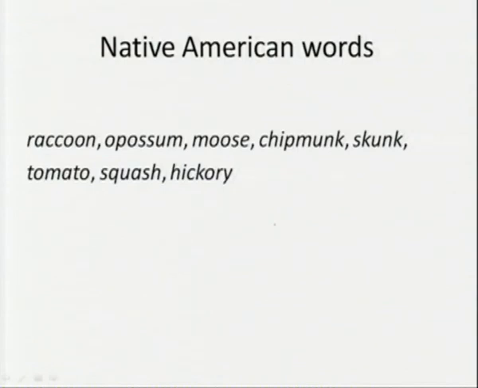Remember, we had said that languages both take and give. So, it is not that when a territory is conquered by some other country, the territory in question only takes; the conquering country also takes in words from the country they have annexed or conquered. So, from the Native Americans, we have words, for instance, of animals like raccoon, opossum, moose, chipmunk, skunk, and also, for instance, tomato. The word tomato is of Native American origin, which was taken into the English language.